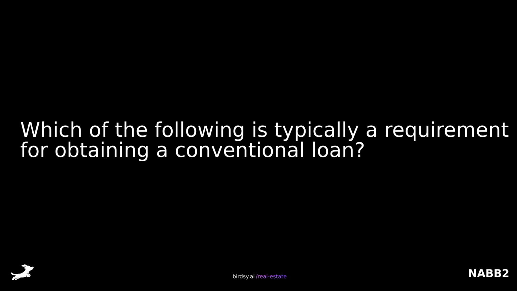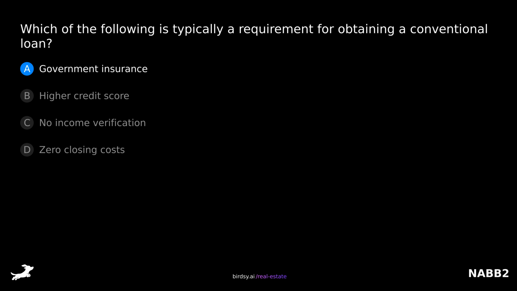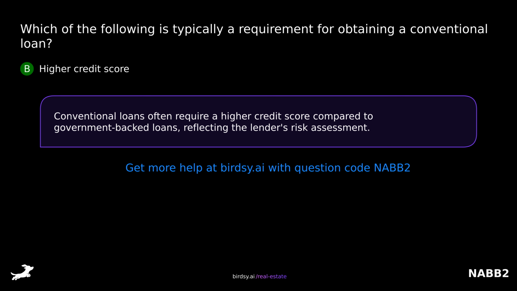Which of the following is typically a requirement for obtaining a conventional loan? Is it A, government insurance, B, higher credit score, C, no income verification, or D, zero closing costs? The answer is B, higher credit score. Conventional loans often require a higher credit score compared to government-backed loans, reflecting the lender's risk assessment.